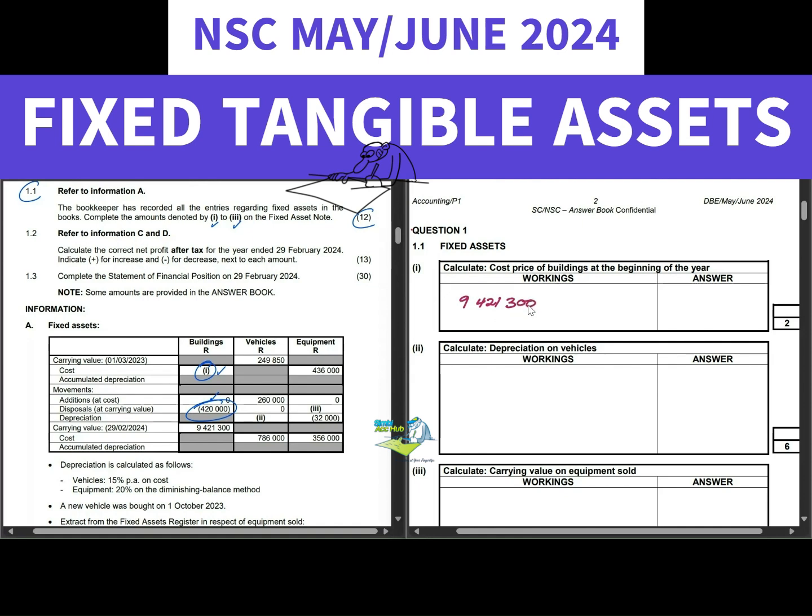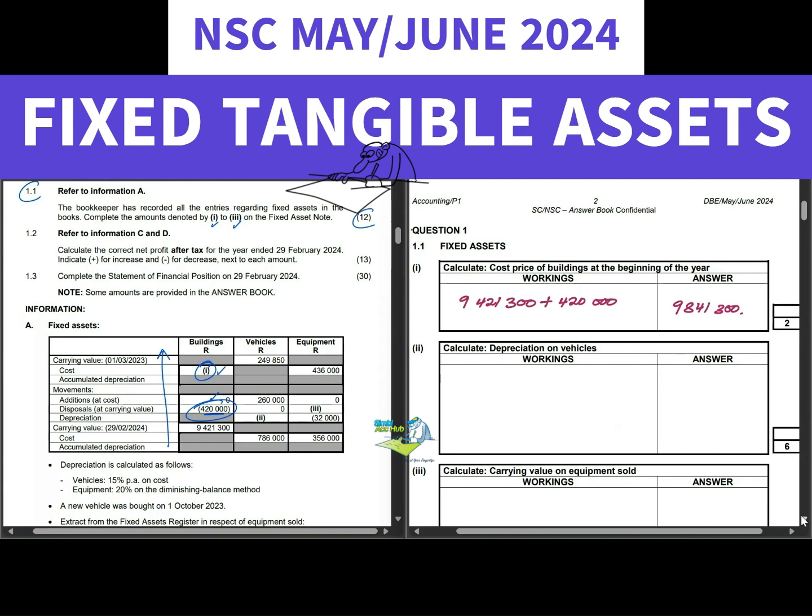You take your 9,421,300. And whenever we calculate from the bottom going up, you change the sign of the 420. So instead of it being a negative 420, you say plus 420,000. So it will be 9,421,300 plus the 420,000. That will then give you your 9,841,300, like that. Okay, let's go to the next one.